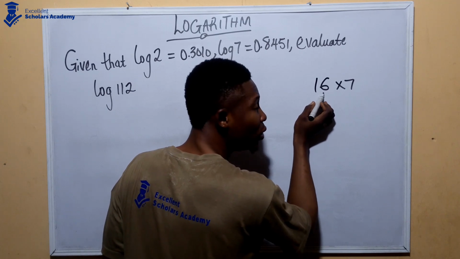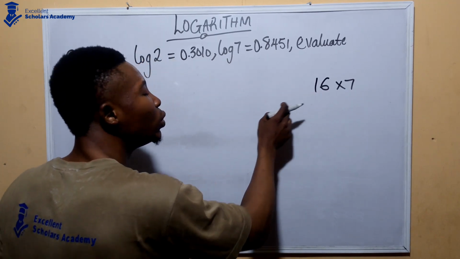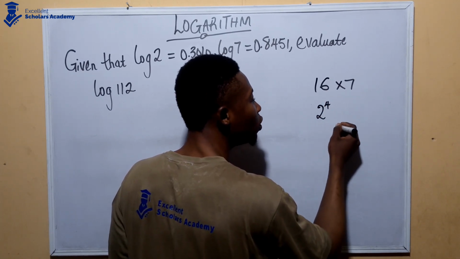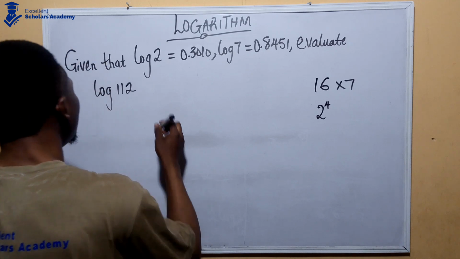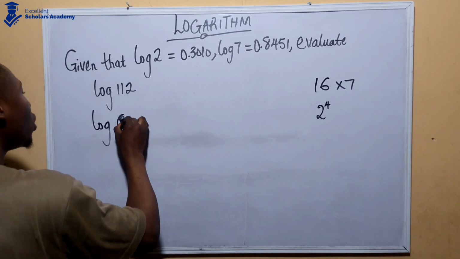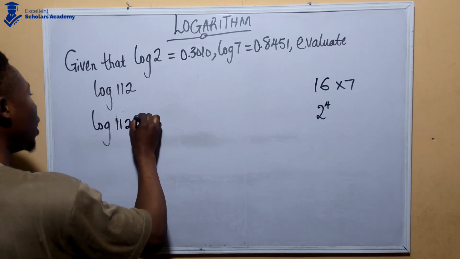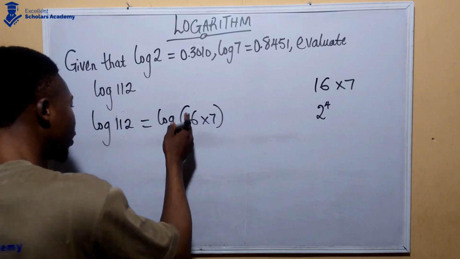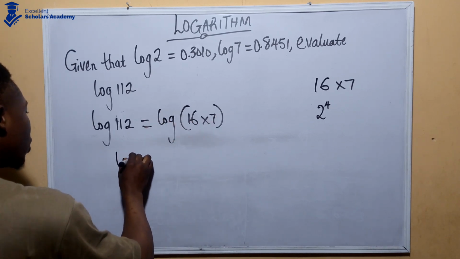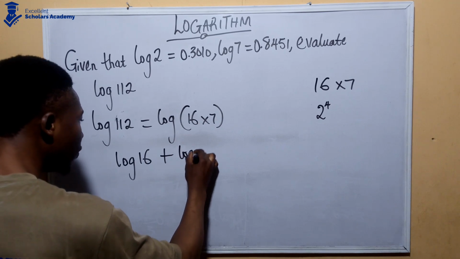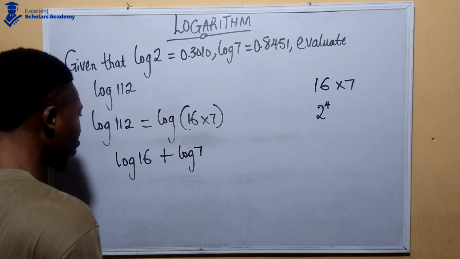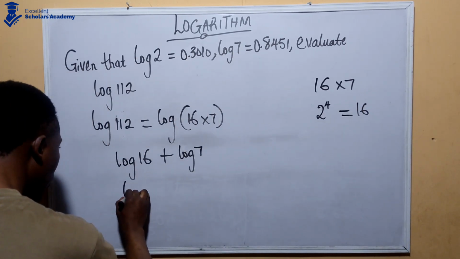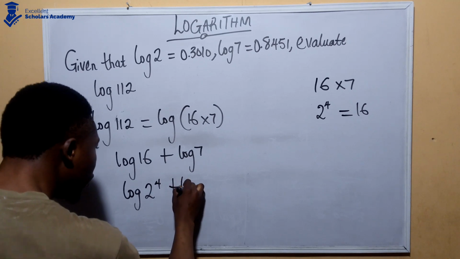If you look at it closely, 16 has 2 because 16 can be expressed as 2 to the power of 4, and then you have 7 here. So I can express log 112 as log of 16 times 7. Then from here I can split it as log 16 plus log 7 according to the law of logarithms. Now you can express 16 as 2 to the power of 4, so it becomes log 2 to the power of 4 plus log 7.